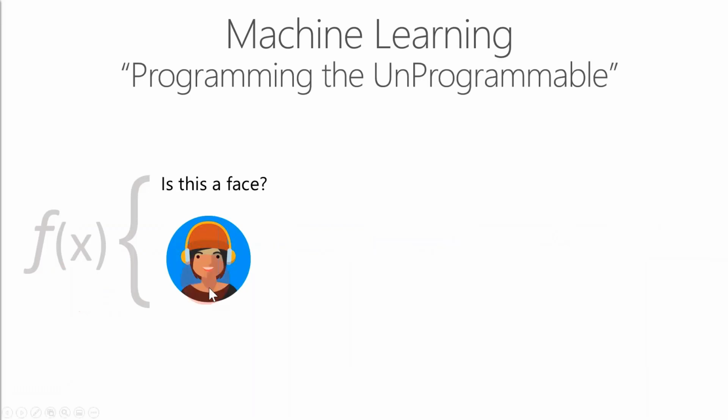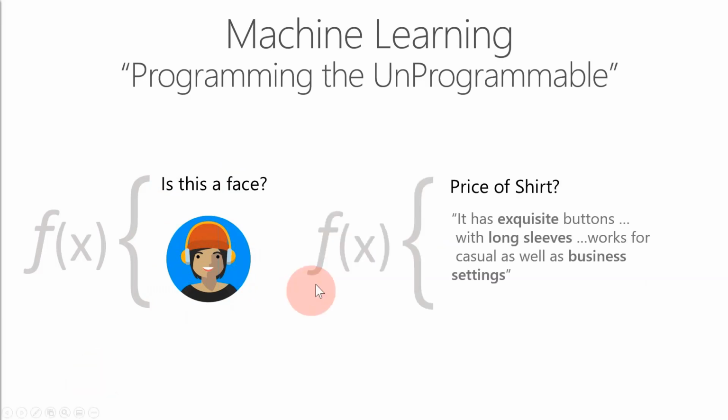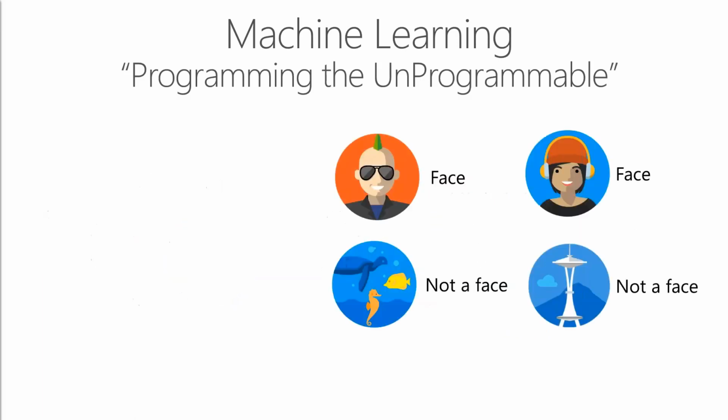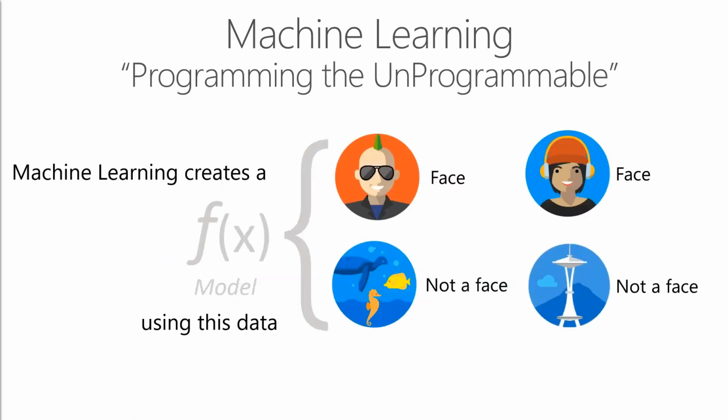understand. What is a function? And a goal. Goal is, is this a face? And then here is another function. What should the price of a shirt be? You know, how is it described? How is it used? In fact, even who it's marketed to might be part of the question. And these are the types of questions that machine learning can help answer.